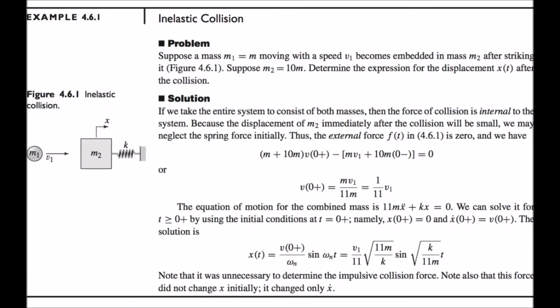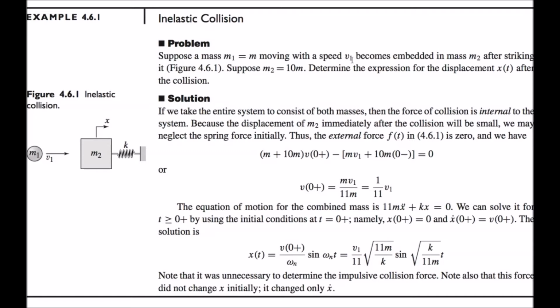So here's the problem that they referenced at the beginning of 4.6.2. This is 4.6.1, the previous example problem in our textbook, for an inelastic collision. Shown here, again, is the same type of situation. We have an m1 and m2 here. Initial velocity of m1 is v1. They give us all this information here. m1 is equal to m.